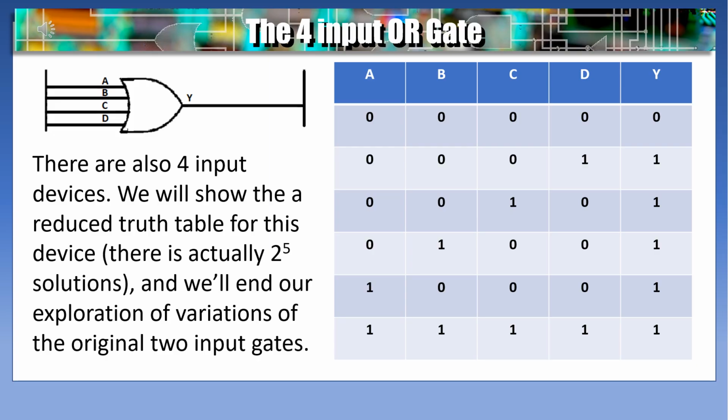This is a 4-input OR gate. There are other 4-input devices available, such as a 4-input NAND gate or a 4-input NOR gate. We will show you the reduced truth table for this device. There's actually 2 to the 5th power number of solutions, or 32, and we'll end our exploration of the variations of the original 2-input gates. With a quick look at this truth table, you will see that any input will satisfy and turn on output Y.